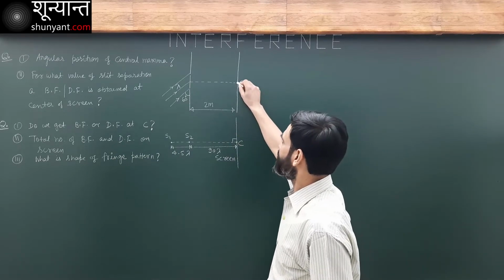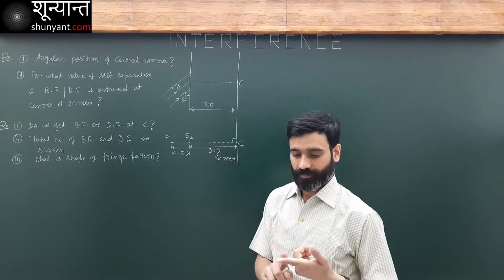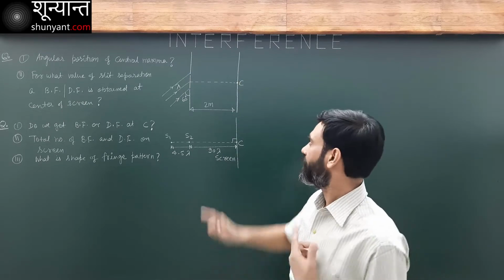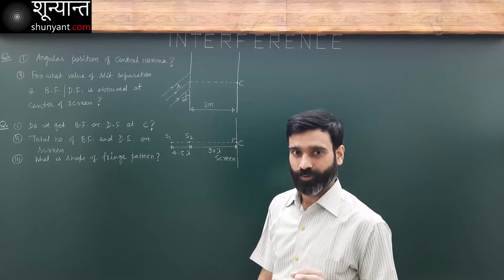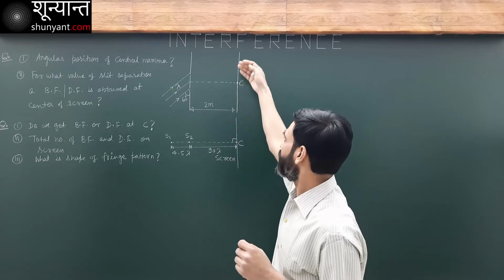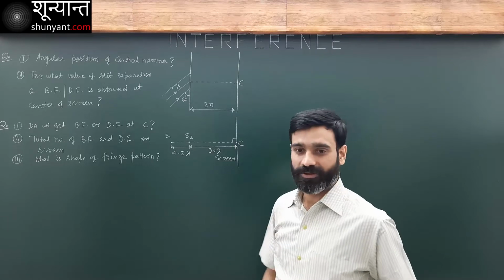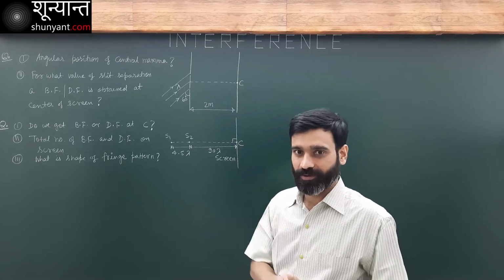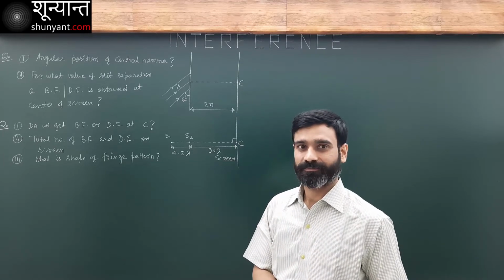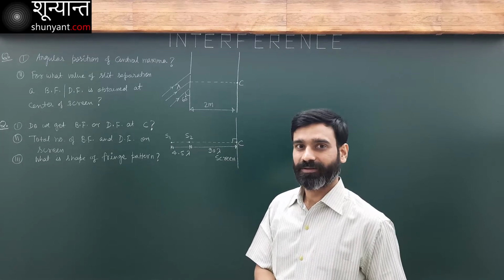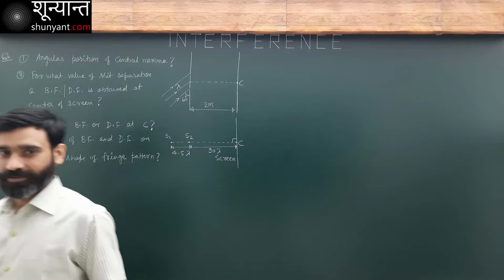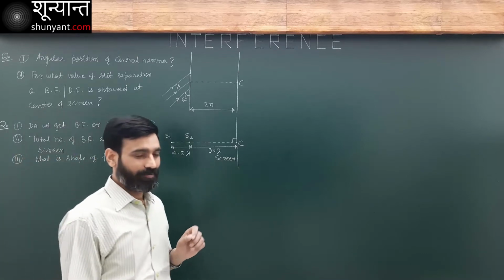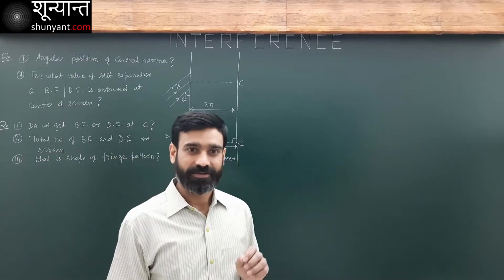First question: will I get central maxima at position C? Yes or no? If no, then will it shift up or shift down? What do you think? Where do we get central maxima? We get central maxima where the path difference is 0.